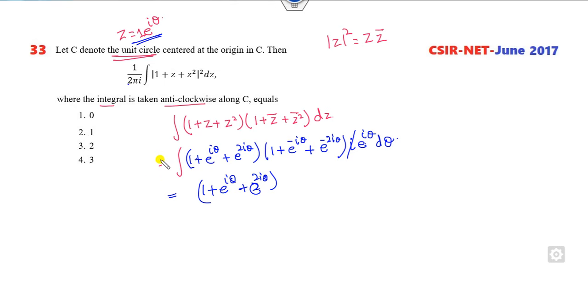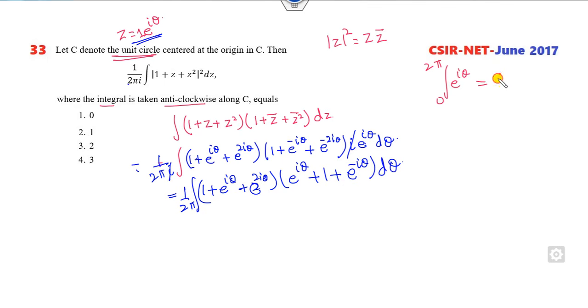This iota I have cancelled out with the help of 2 pi iota, so 1 over 2 pi is outside. This I have multiplied by e raised to power iota, plus 1 times e raised to power minus iota. Now once you integrate this over the limit circle, this value will be 0. Why? Because e raised to power 2 pi iota is always 1, and e raised to power 0 is 1. So 1 minus 1 is 0.